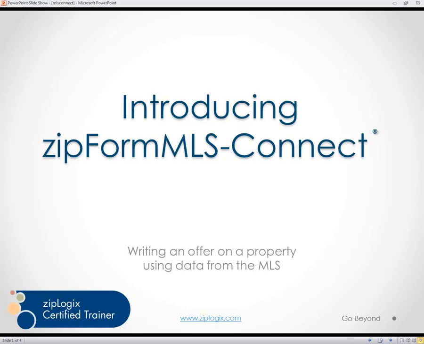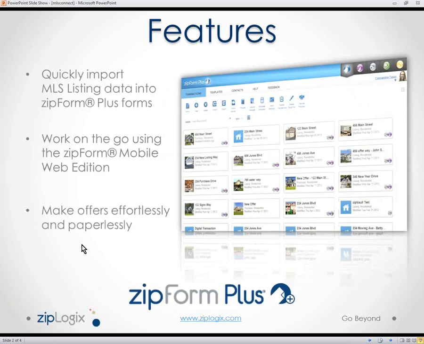Welcome to our training for the Houston Realtors on how to write an offer on a property using data from the MLS and zipForm MLS Connect. zipForm MLS Connect is an easy and quick way to import MLS listing information into your zipForm Plus forms. You can also work on the go using the zipForm Mobile Web Edition, which also allows you to use the MLS Connect option to import information into your forms.